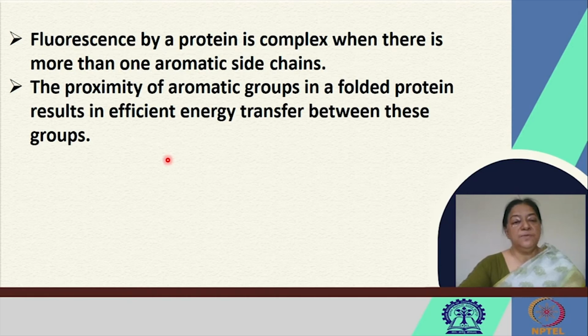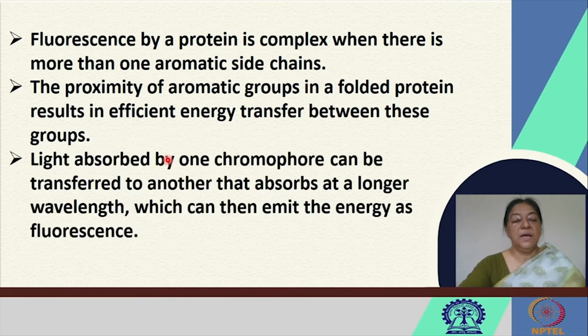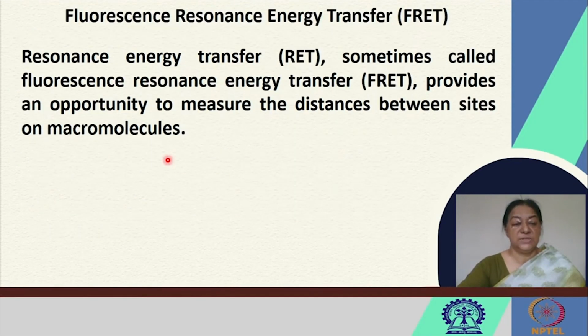So the proximity of the aromatic groups in a folded protein results in efficient energy transfer between these groups, and the light absorbed by one chromophore can also be transferred to another that absorbs at a longer wavelength, because we know that the fluorescence emission spectrum is red shifted from the absorption. That chromophore can then also emit the energy as fluorescence. This is what accounts for fluorescence resonance energy transfer.